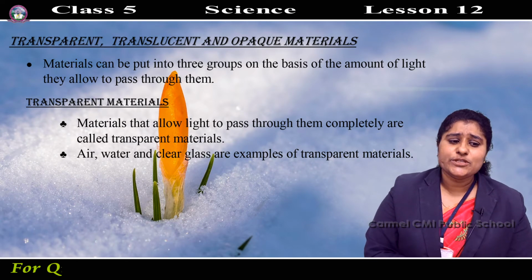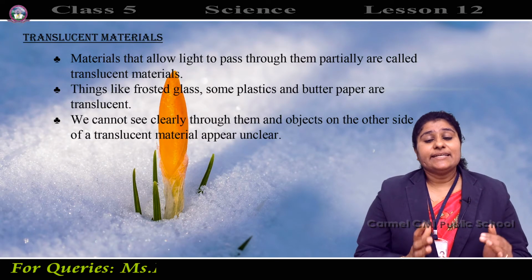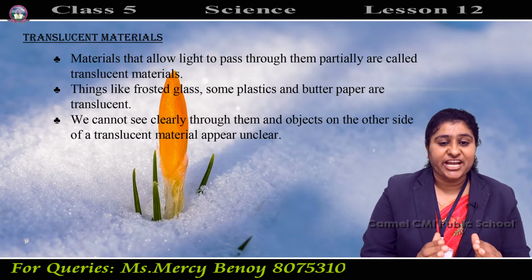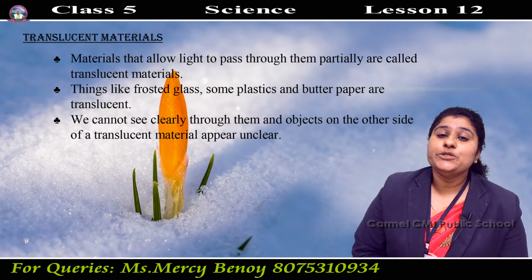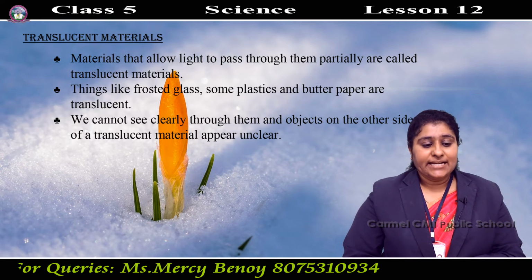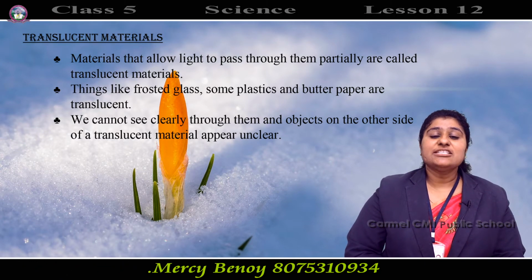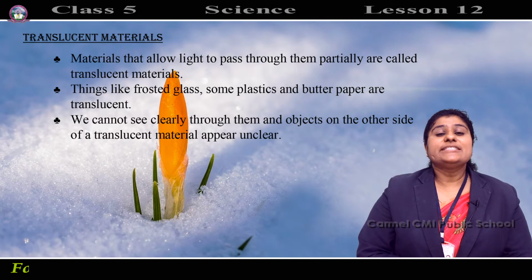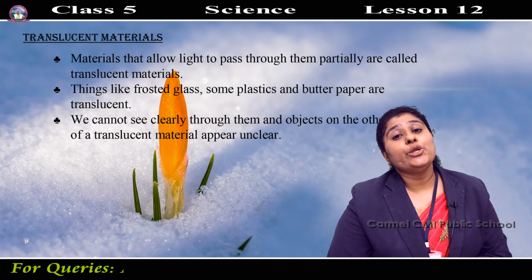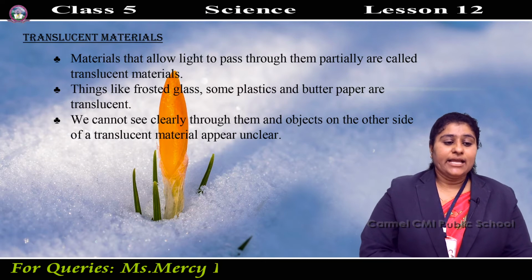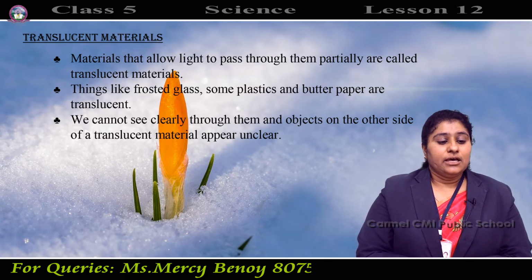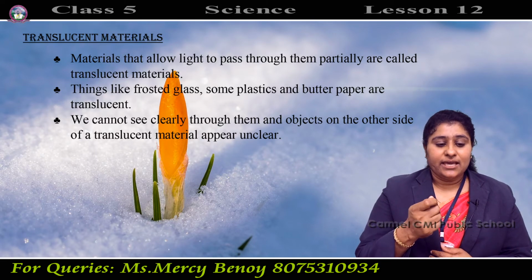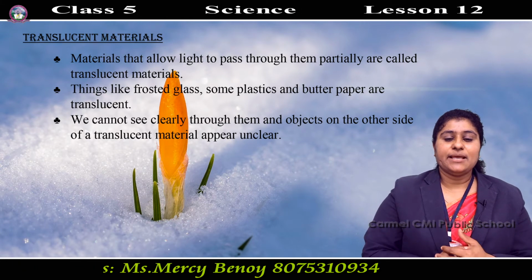Then what are translucent materials? Materials that allow light to pass through them partially are called translucent materials. Partially, not completely, okay? Things like frosted glass, some plastic, butter paper. We cannot see clearly through them, okay? Partially we can see through that.